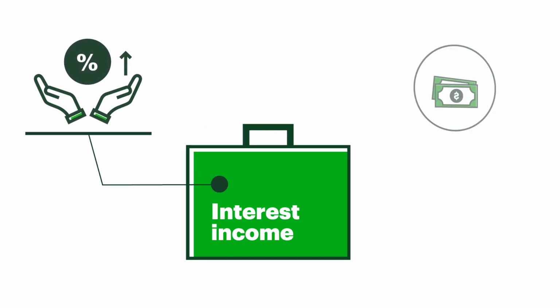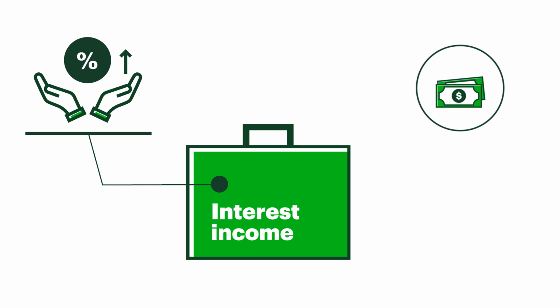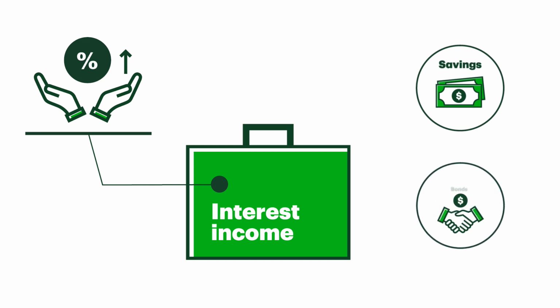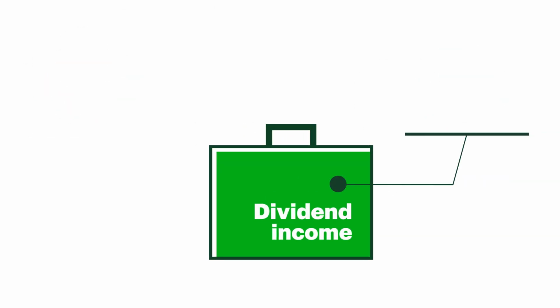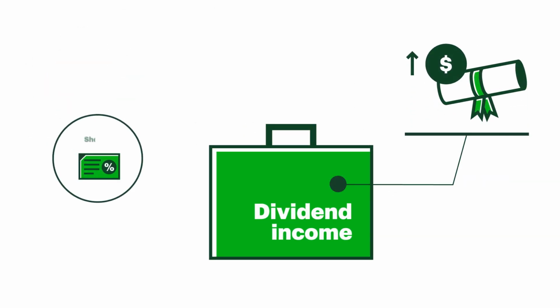Let's get a better understanding of the types of income you may receive: interest income and dividend income. Interest income is payments received on things like deposits in a savings account, or like lending money to a company or entity when you buy a bond. Dividend income is a payment received from a company you own shares in. These payments are a way for the company to pass along profits to its shareholders. Each of these types of income is taxed differently.